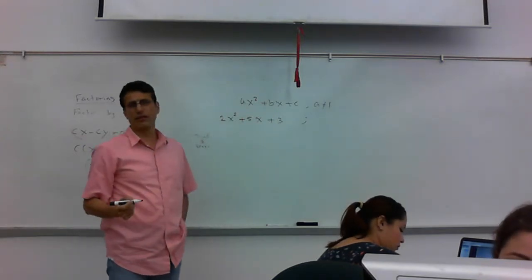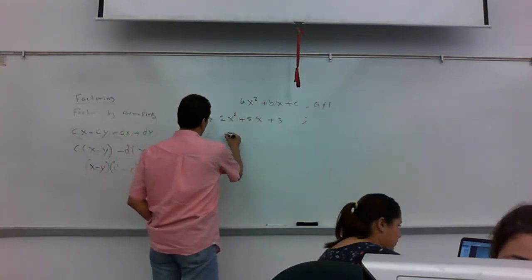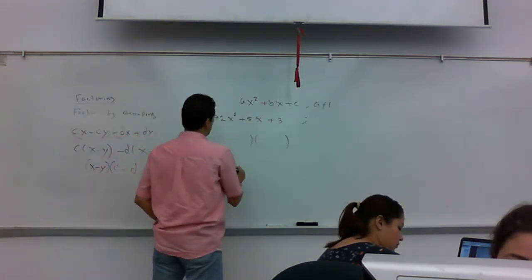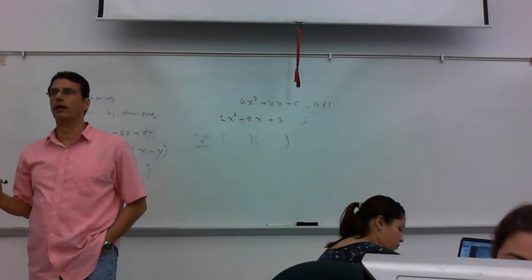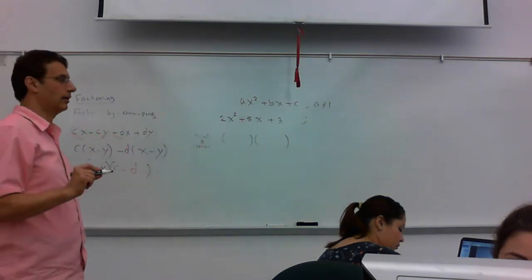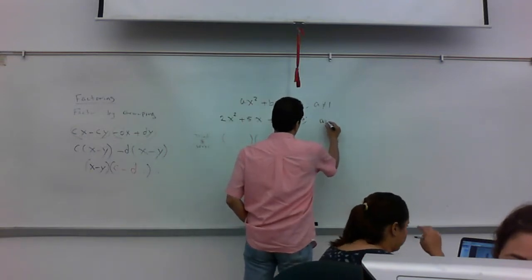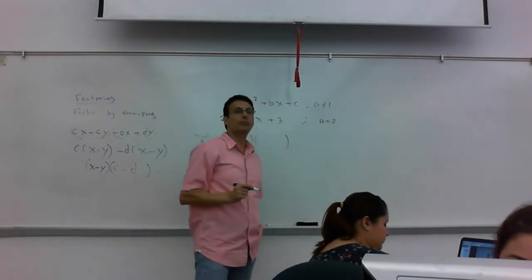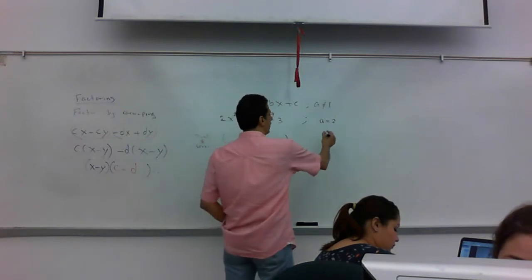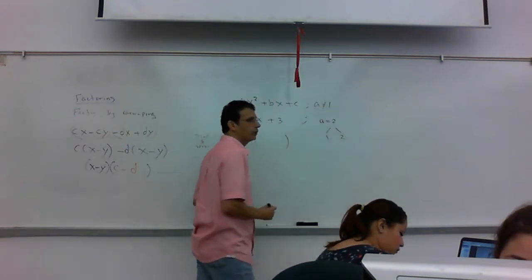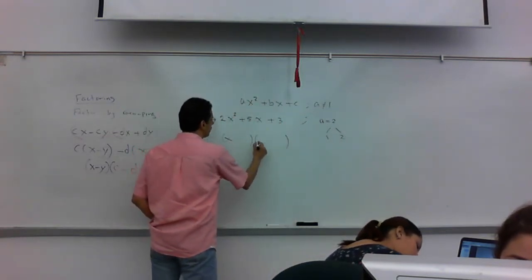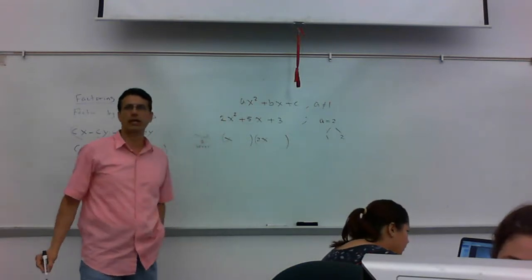In this case, it's fairly simple, class. Let me just tell you how easy this one is. If you're doing a trial and error, first you look at A, and then you look at C. What is A, everybody? 2. Now, 2 is a prime number. So it makes it very easy. You have no choice but to go with 1 and 2. So you have no choice but to use x and 2x. Do you see that, everybody?